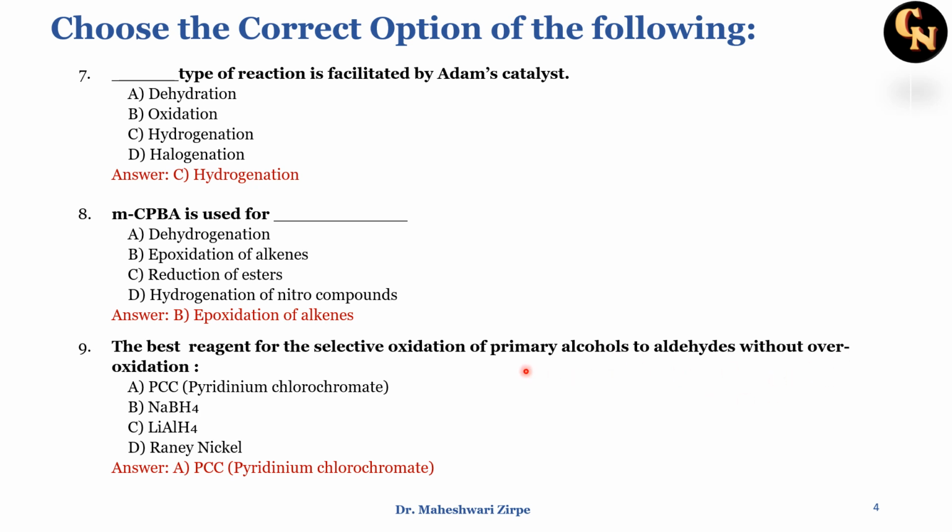It will only convert the primary alcohol to the aldehyde. It does not convert it into carboxylic acid, so the reaction stops at the aldehyde. Okay. So students, please remember that PCC, that is pyridinium chlorochromate, is used for selective oxidation.